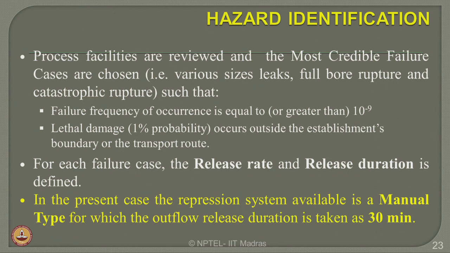Once you do this, in the present case for example, the suppression system available, which is very important to note, is a manual type, for which the outflow release duration is taken as 30 minutes. If you have any automatic suppression system available in the plant, then you can always consider the release duration or the control mechanism of that duration in your study, because this plays a very important role in giving final recommendations for the risk mitigation and control.